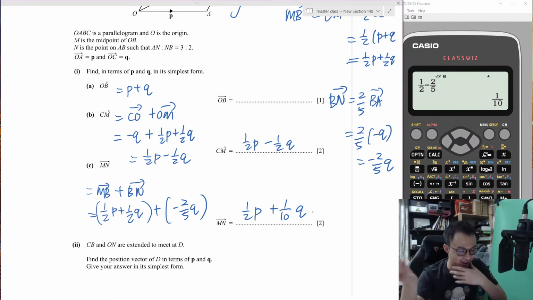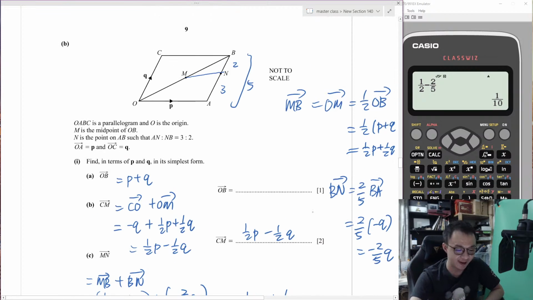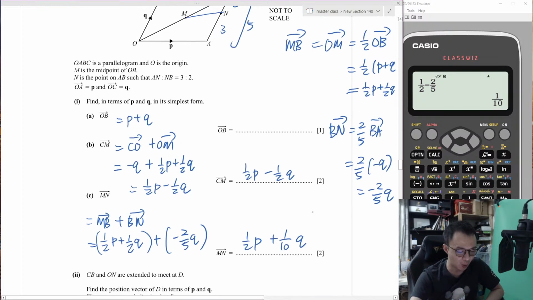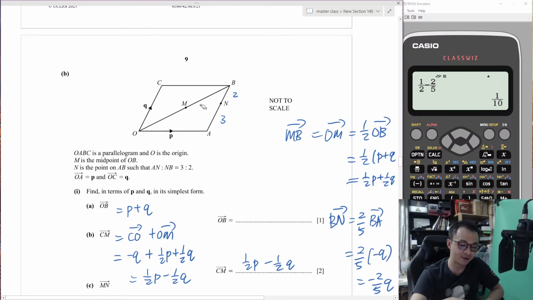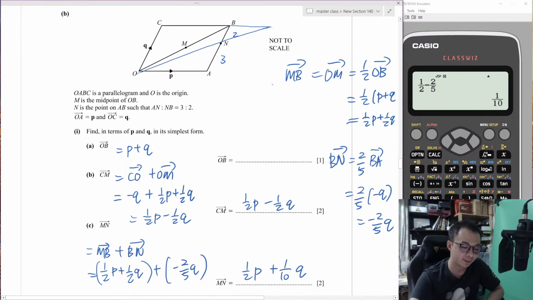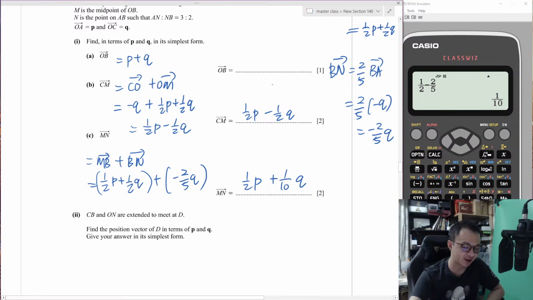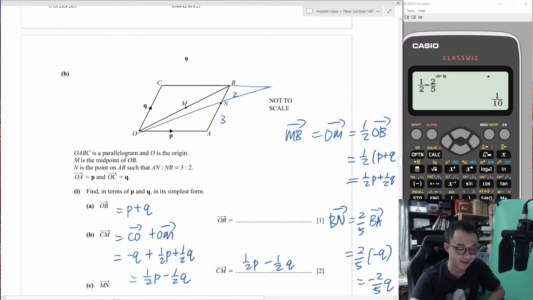This one is a bit like MF1. Yes, MF1 will be slightly more complicated. CB and ON are extended to D. So right now they actually extend to D. Find the position vector of D. Position vector of D means they ask for OD. So right now my whole objective is to find the vector OD here. My D is here.